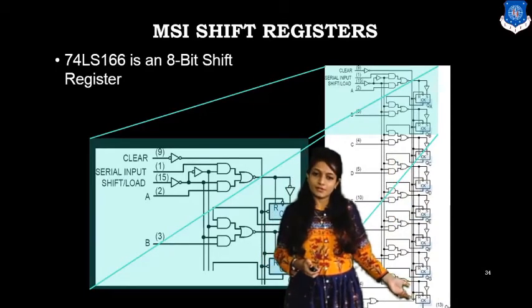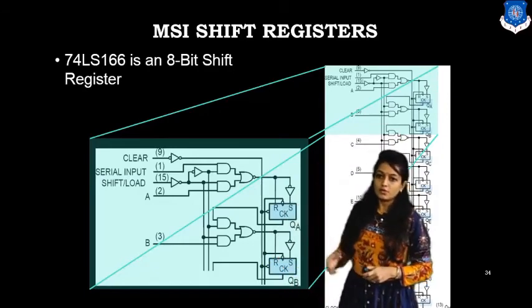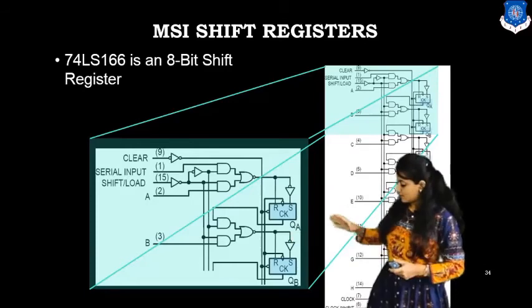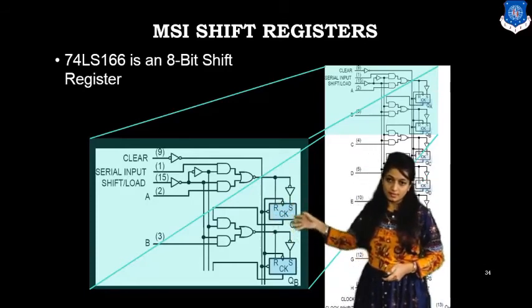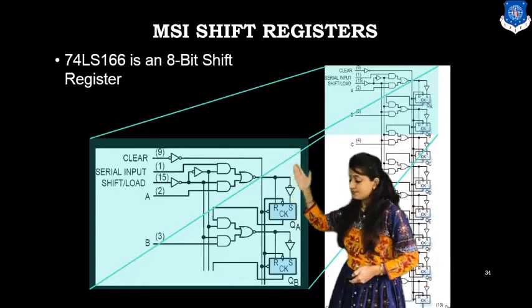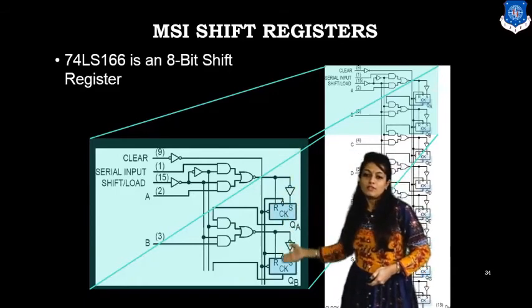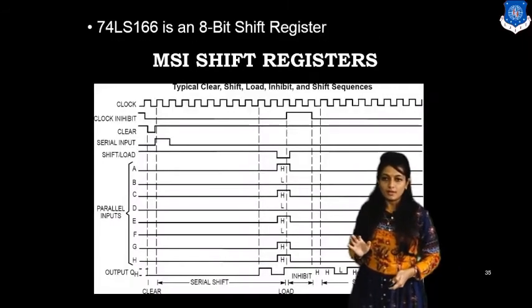As it is an 8-bit shift register, it requires a total of 8 flip-flops. So based on that, this is the zoomed view of the internal diagram of the 74LS166. It consists of clear, serial input, shift and load operations, and based on the value of A and B, we are going to shift the data, whether it is serial or parallel.